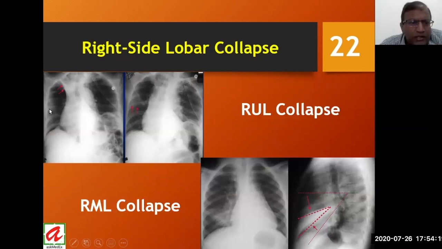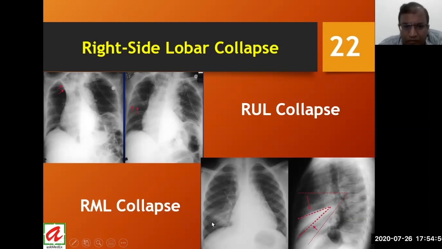In this chest radiograph, we see that there is a sharp opacity which probably corresponds to the right minor fissure. We see that there is a slight pulling of the trachea to the right side, and this is homogeneously opaque. Next day, when the same X-ray was repeated, we could not see that opacity. So this can be only with a collapse rather than any consolidation. So this was a case of a right upper lobe collapse.